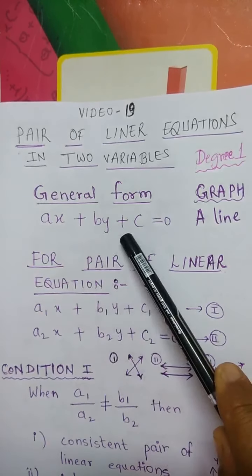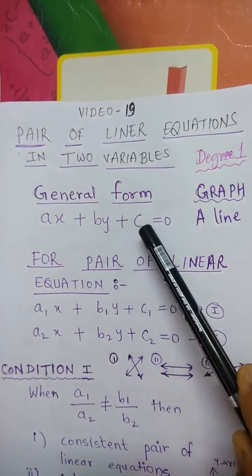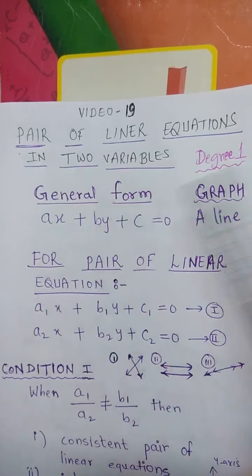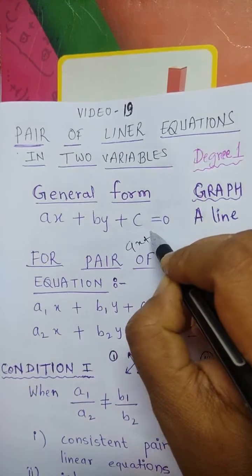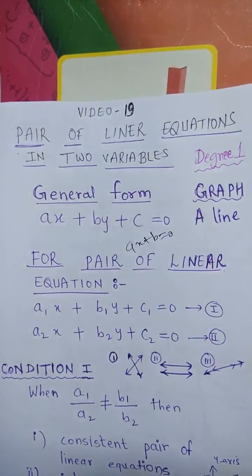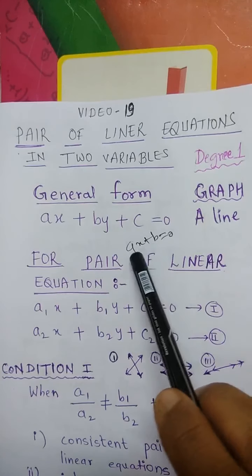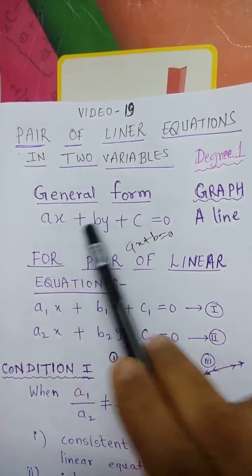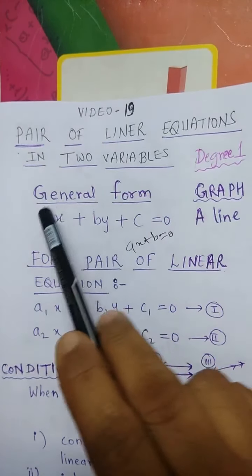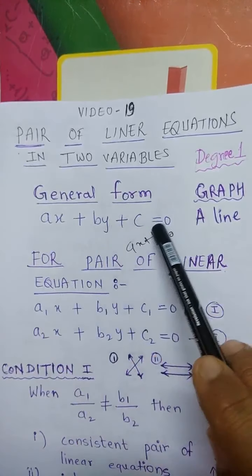It is in two variable. We are using here two variables x and y. Now there is one more general form which is in one variable, that can be ax plus b equal to 0. In this we can observe that we don't have another variable here. In this we have only one variable, that is x. But in this we are using two variables x and y. So this is the general form of linear equation in two variable.